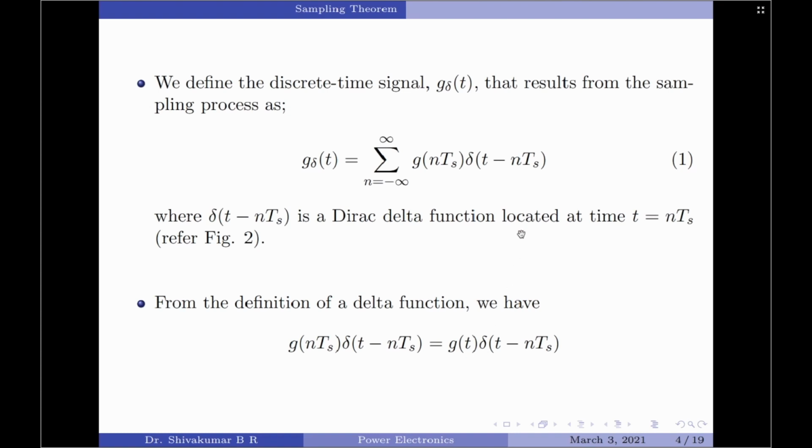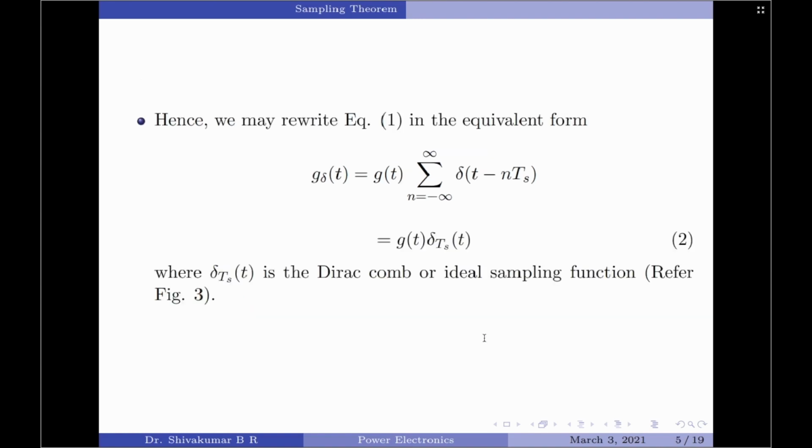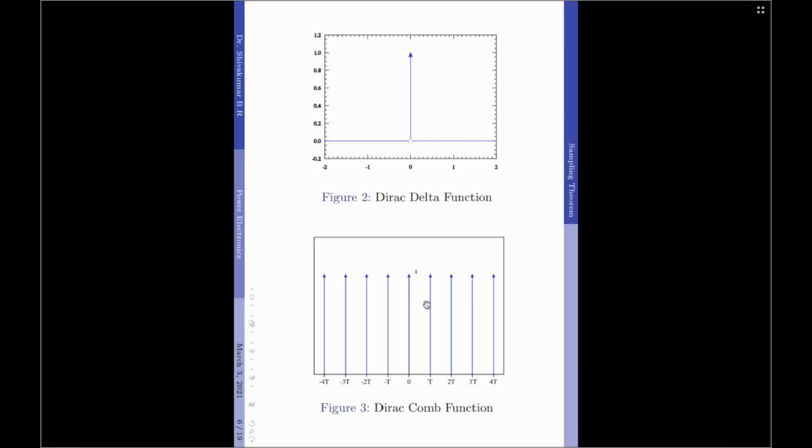So, we will now rewrite equation 1 by substituting this part by this part to generate a new equation given by g delta of t equals g of t into summation n varying from minus infinity to plus infinity delta of t minus nTs. Here delta Ts of t is the Dirac comb function, which is also called the ideal sampling function. We have a diagram for that also. This is the Dirac comb function. If you compare these two, you will note that a Dirac comb function is simply a shifted plus added version of the Dirac delta function at regular intervals.